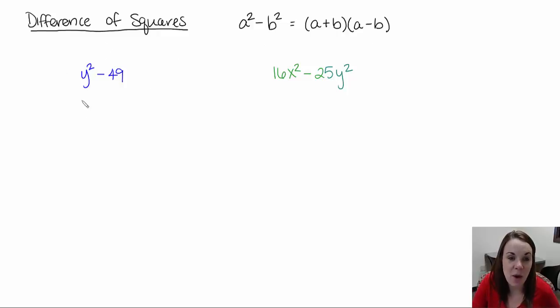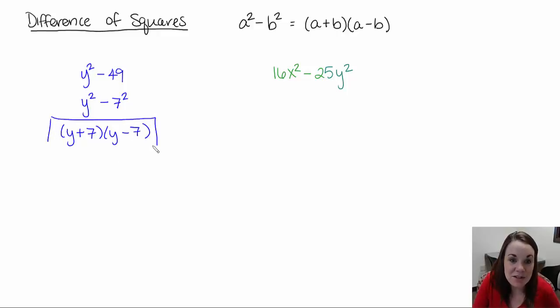The first one is y squared minus 49. So the first thing I'm going to do is recognize that this is something squared, and this is also something squared. What is the square root of 49? Good, it's 7. So I can rewrite this as 7 squared. Once I have that, it's in the format a squared minus b squared, and I can go ahead and factor it just like it shows up above. And this turns into y plus 7 times y minus 7.